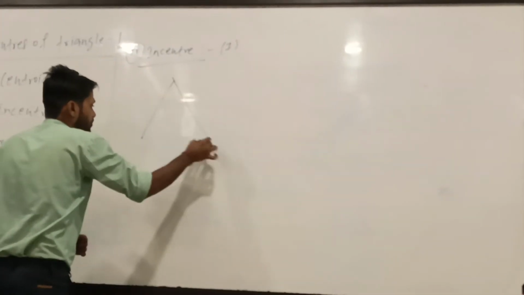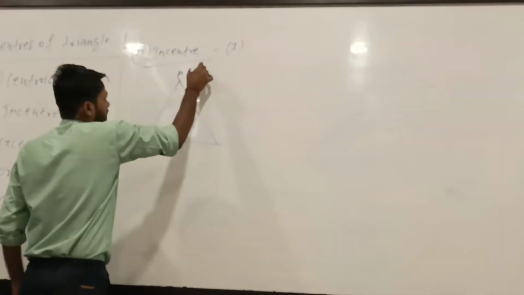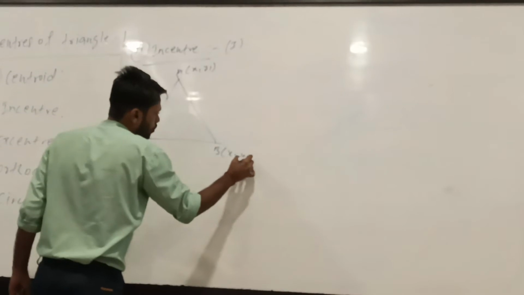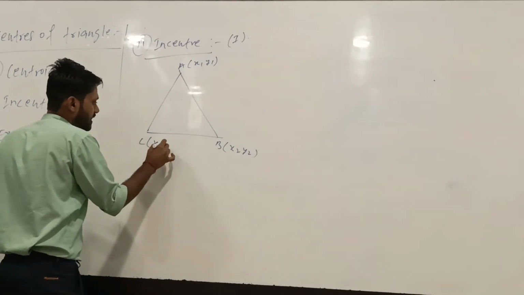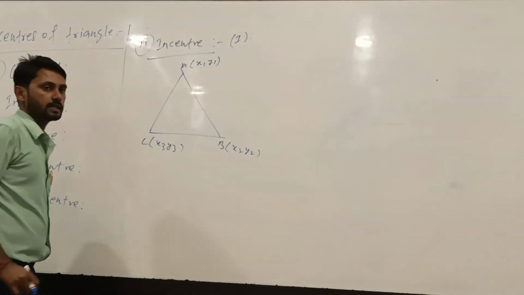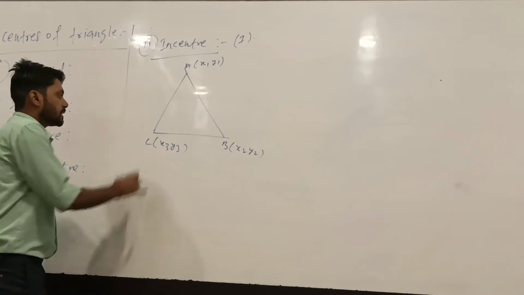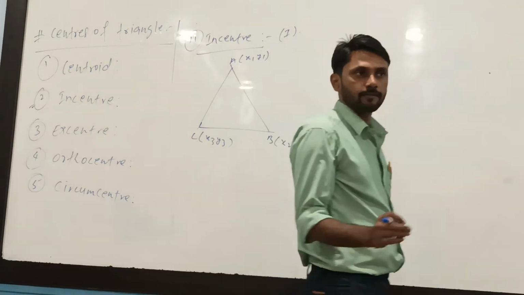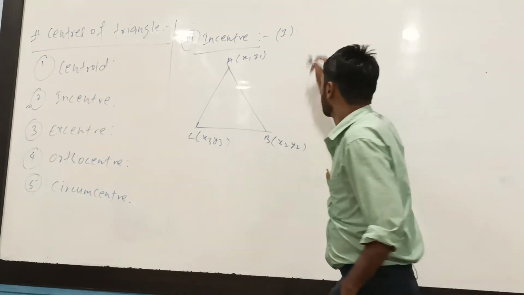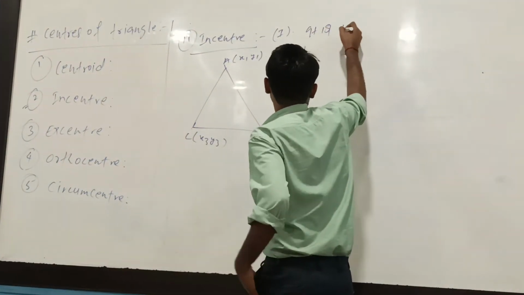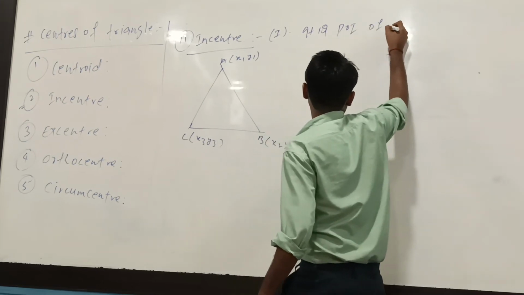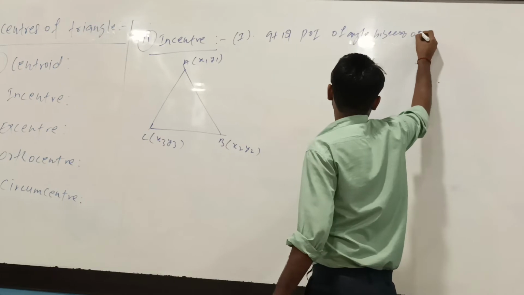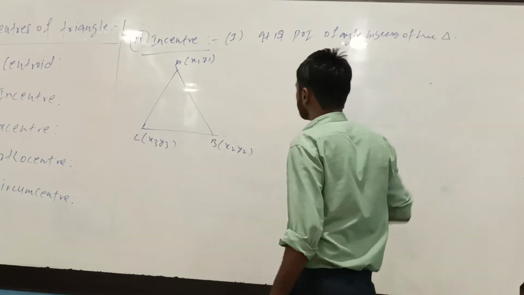Suppose we are given a triangle. Vertex A coordinates are x1, y1. Vertex B coordinates x2, y2. Vertex C coordinates x3, y3. Now, the incenter is the point of intersection of angle bisectors of the triangle.